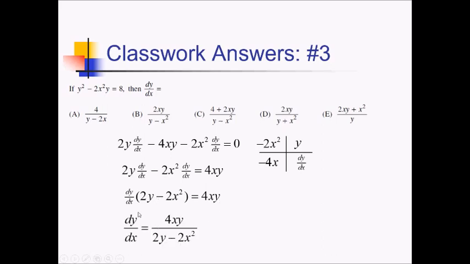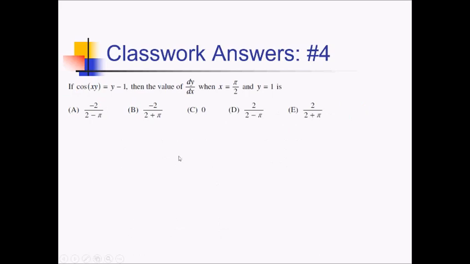So there's what our dy over dx looks like, only that doesn't match any of the answer choices. So we can actually reduce this a little bit by 2's. That's going to be 2xy over y minus x squared, and that is going to match answer choice B.